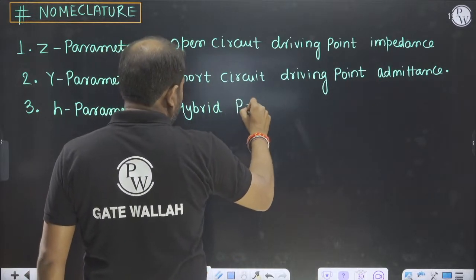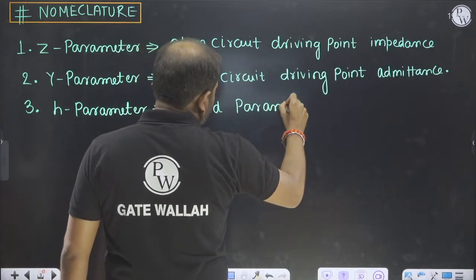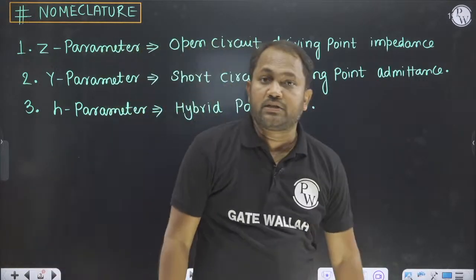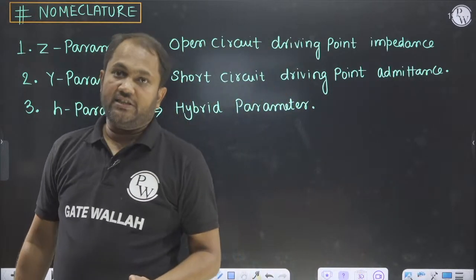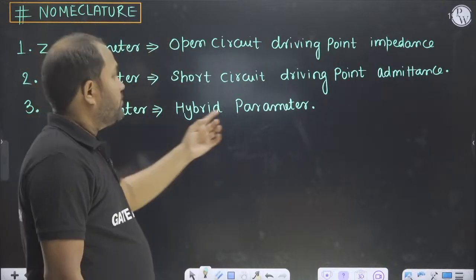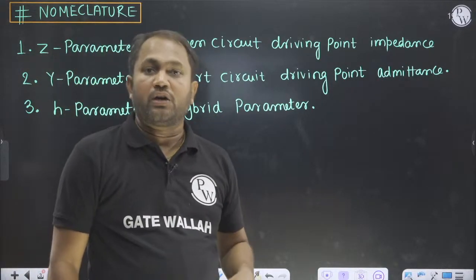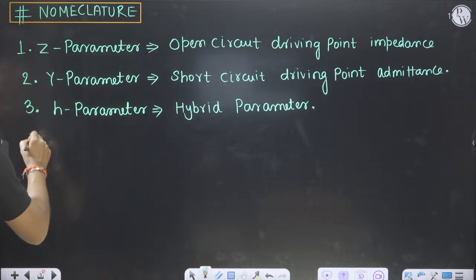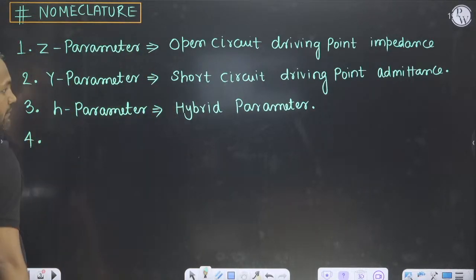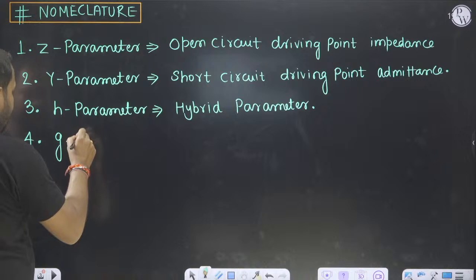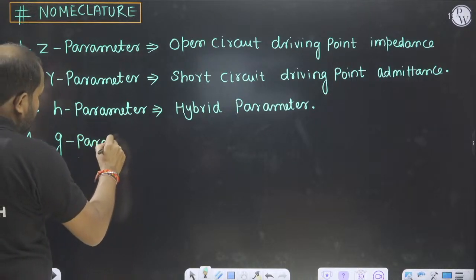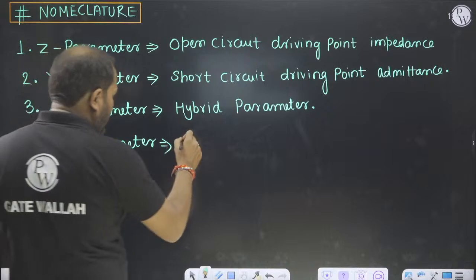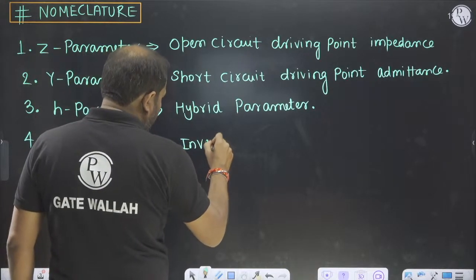Hybrid parameter is used during the amplification version of transistor or BJT. In case of BJT, we will study hybrid parameter model, which is very useful. Then fourth one, after hybrid parameter, is G parameter. G parameter is nothing but inverse of hybrid parameter. So inverse hybrid parameter.